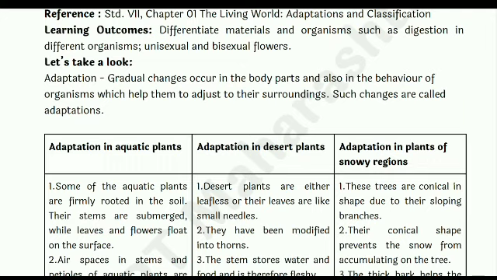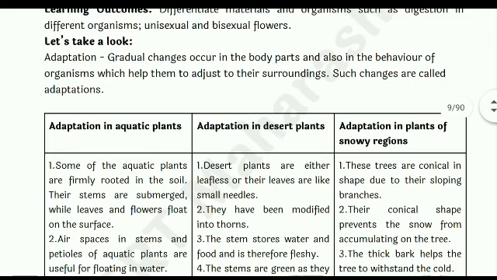Gradual changes that occur in the body parts and also in the behavior of an organism, which help them to adjust to their surroundings. These changes are called adaptation.